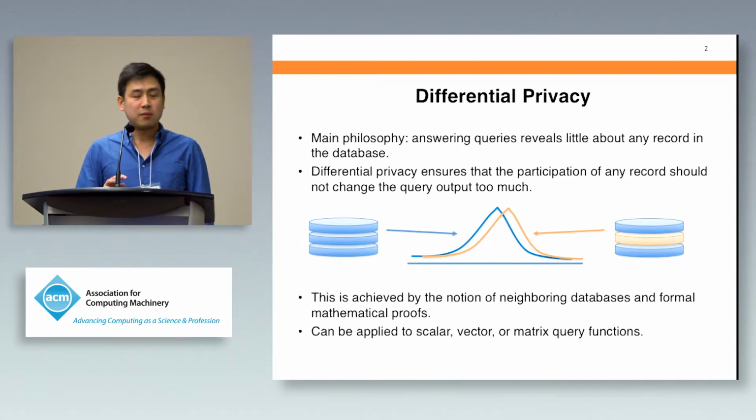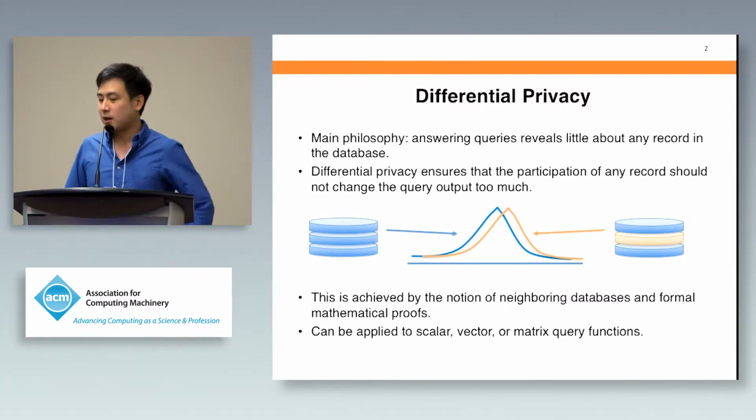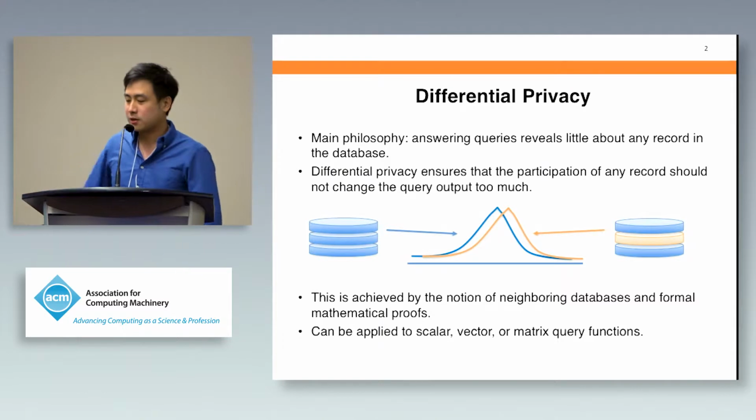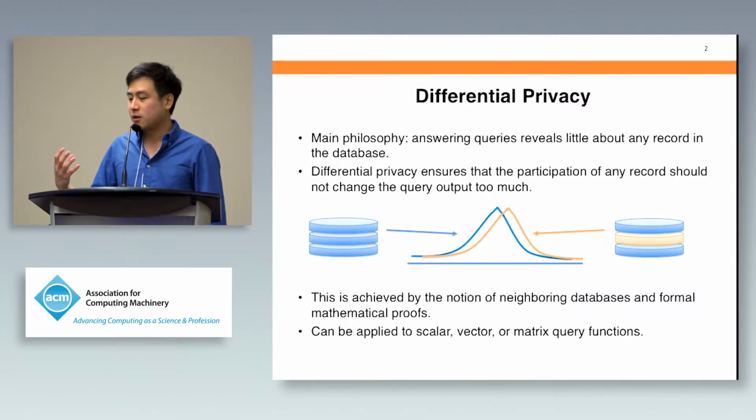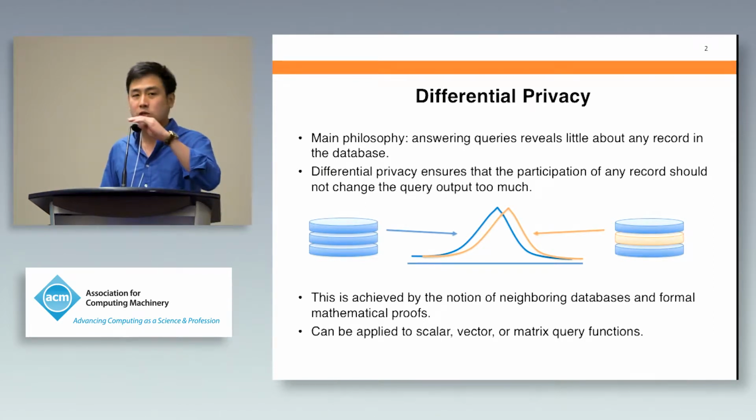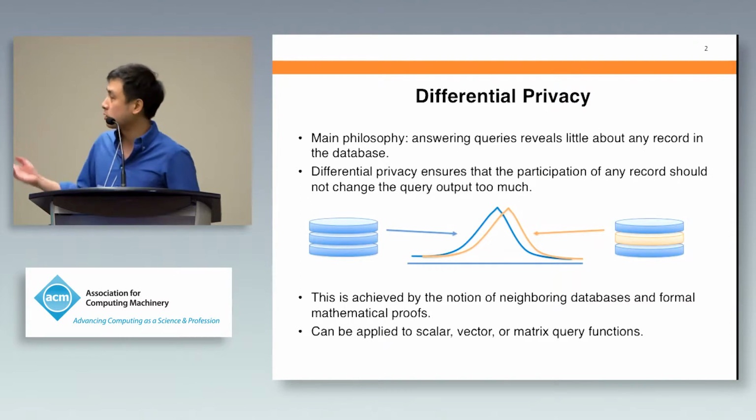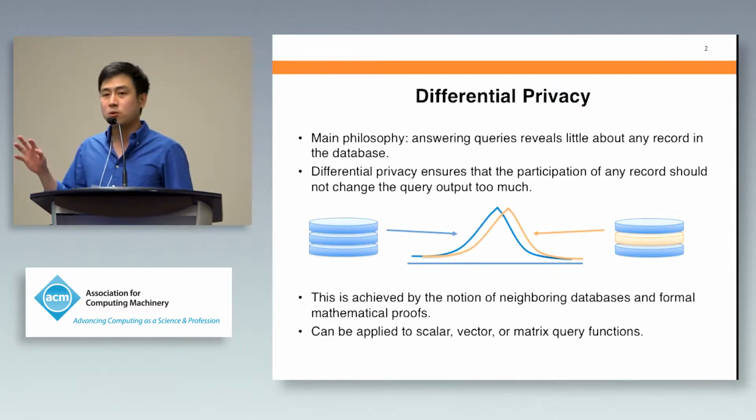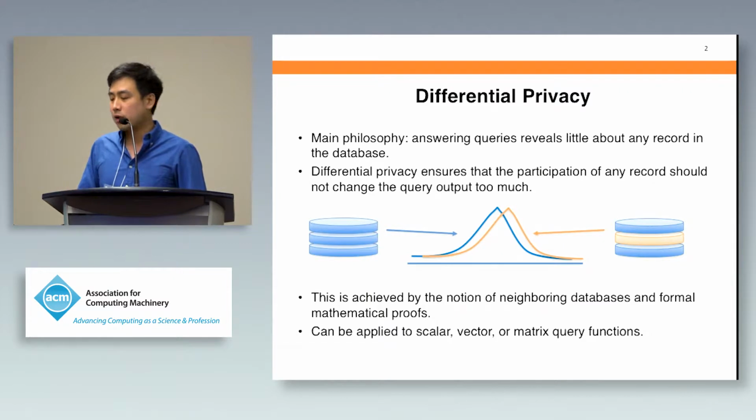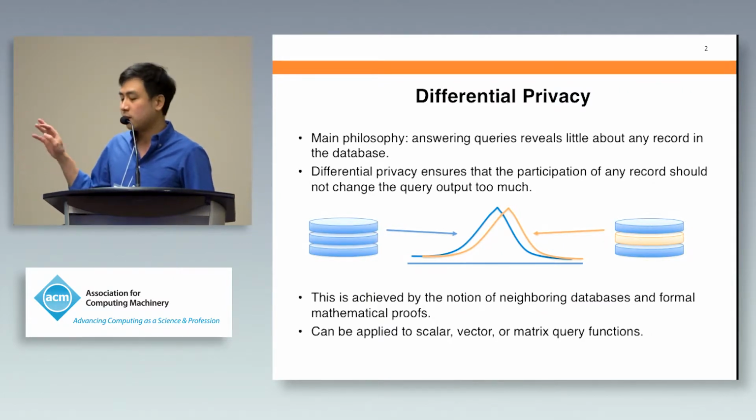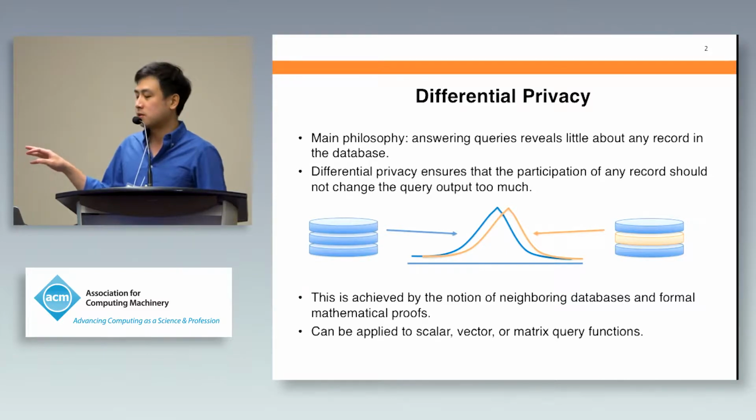A little bit of background. So this session is about differential privacy, and as we all know, I'm just going to go over this rather quickly. The main philosophy of differential privacy is such that answering queries should reveal little about any record in the database. Essentially, it ensures the participation of any record should not change the query output too much. I try to show it in an illustrative way here, where I have two databases which differ by one record, the orange one here. And in differential privacy, we call this neighboring databases.